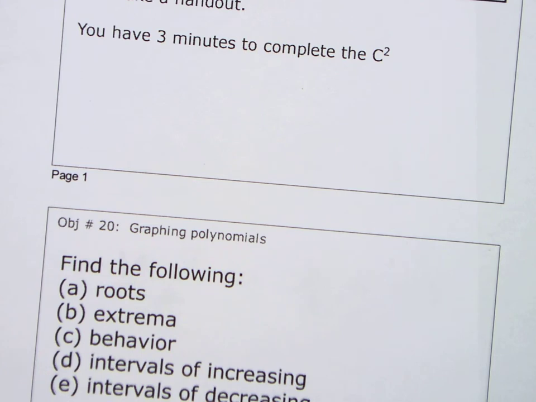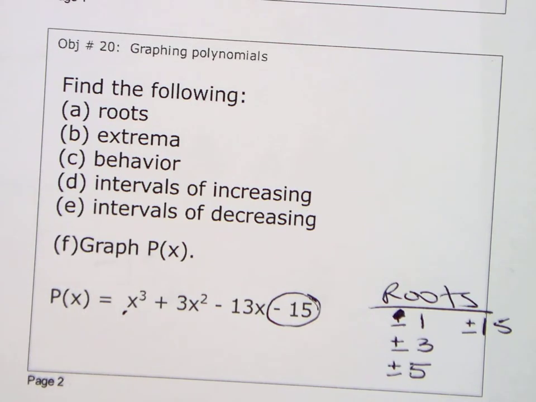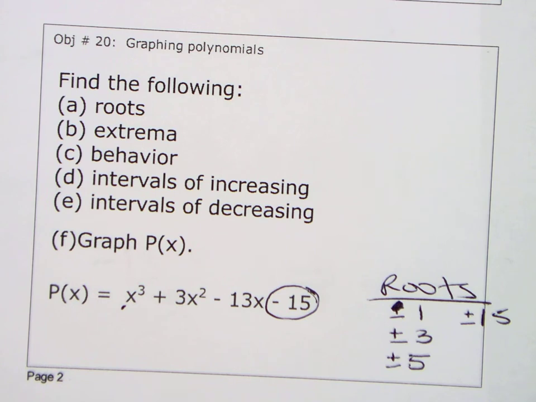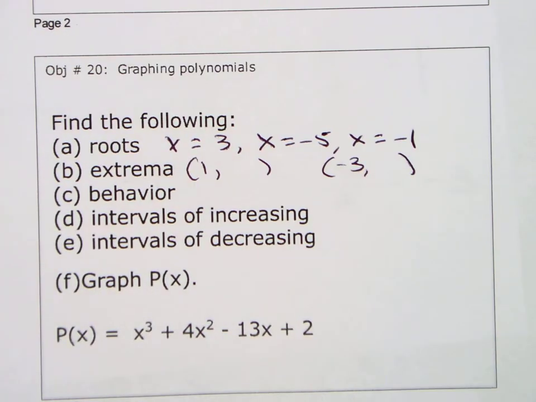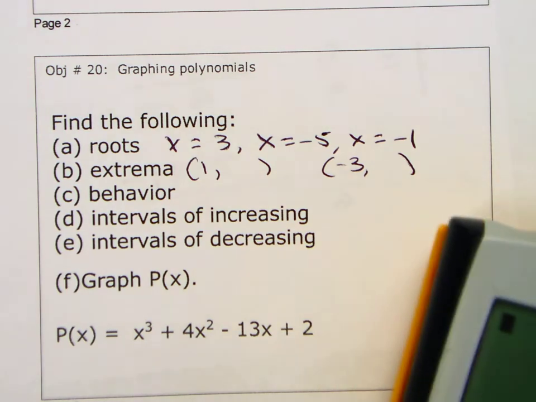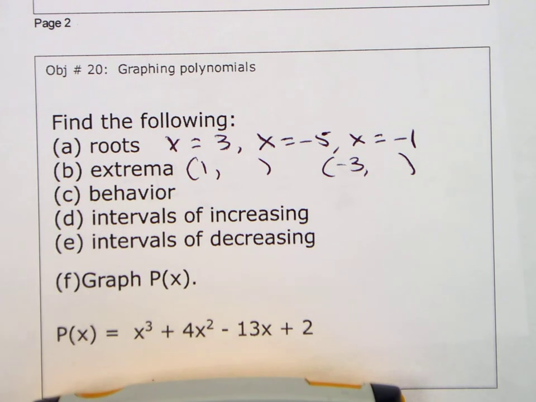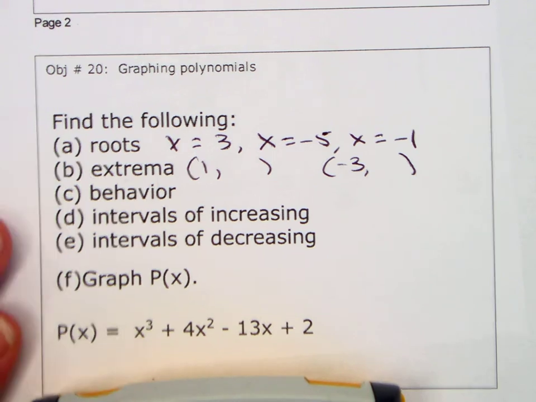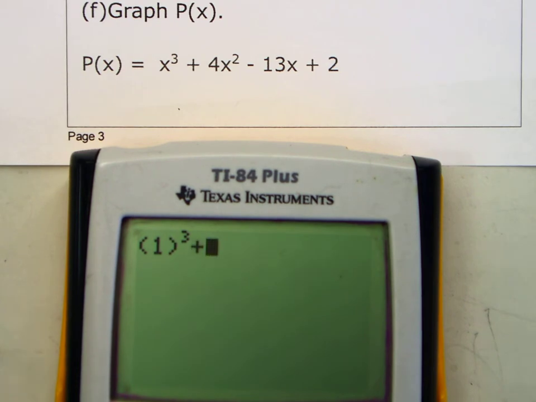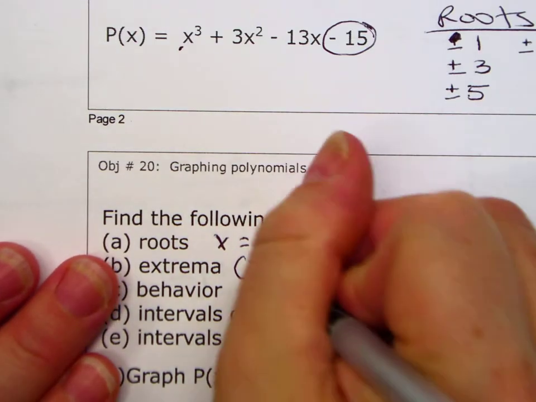Now how do you find the y values? Plug in. You can plug into the original or plug into the factor. It doesn't matter. So I'm going to plug into the original. So I'm going to replace my original problem with 1. 1 to the third plus 4 times 1 squared minus 13 times 1 plus 2. Enter. Negative 6. So you get 1, negative 6.